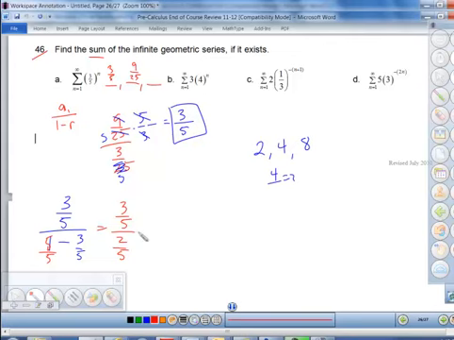Multiply by the reciprocal. So I'm going to backflip this guy. And that's 5 over 2. The 5's cancel and we're left with 3 over 2. All right, so the sum of this first one is 3 over 2.